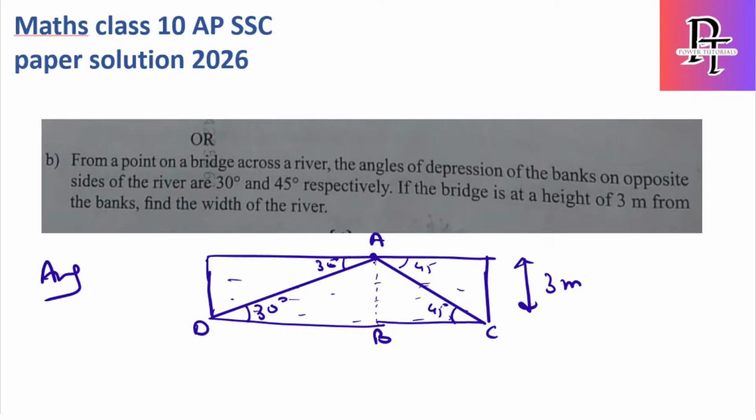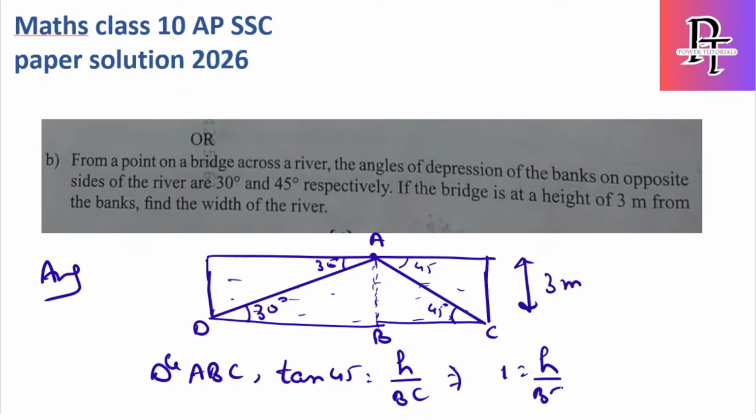Okay, now let's say AB is the height of the bridge. Now let's take triangle ABC, then you will get tan 45 is nothing but height by BC. Tan 45 is 1, so 1 is equal to h by BC, therefore the BC value is nothing but the height, which is 3 meters.